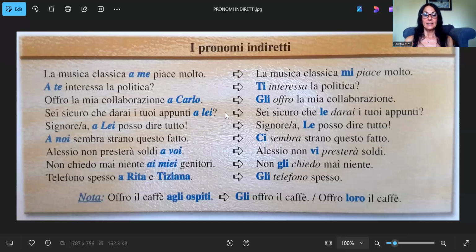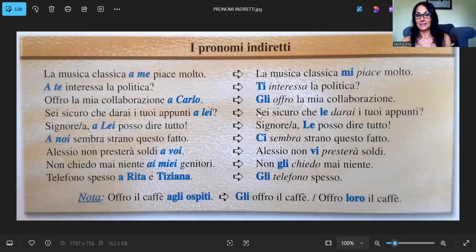Next example. Sei sicuro che darai i tuoi appunti a lei? Are you sure you want to give your notes to her? And this one. Sei sicuro che le darai i tuoi appunti? Are you sure you're going to give her your notes? So what is the difference here? Are you sure you're gonna give your notes to her? Do you remember last time she never gave them back to you? So there is, as I said, something behind this. There is a history almost behind this question.